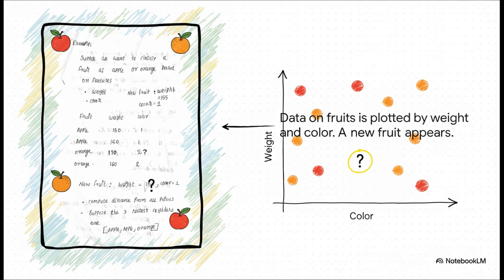Let's make this really concrete. Imagine we've got a chart with a bunch of fruits plotted out. We put them on the graph based on 2 things, their weight and their color. So you can see the apples are kind of hanging out in one area and the oranges are in another. Now, a brand new mystery fruit pops up on our chart. How in the world do we figure out what it is?